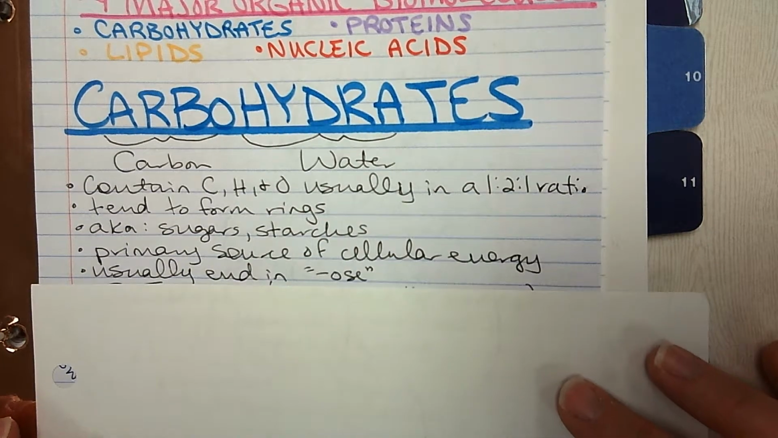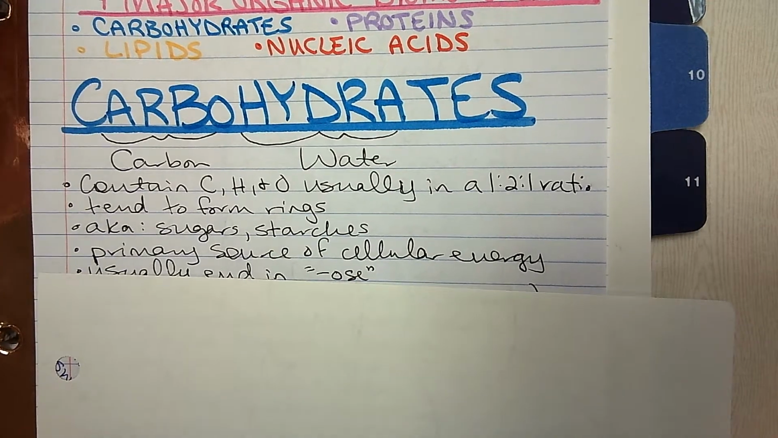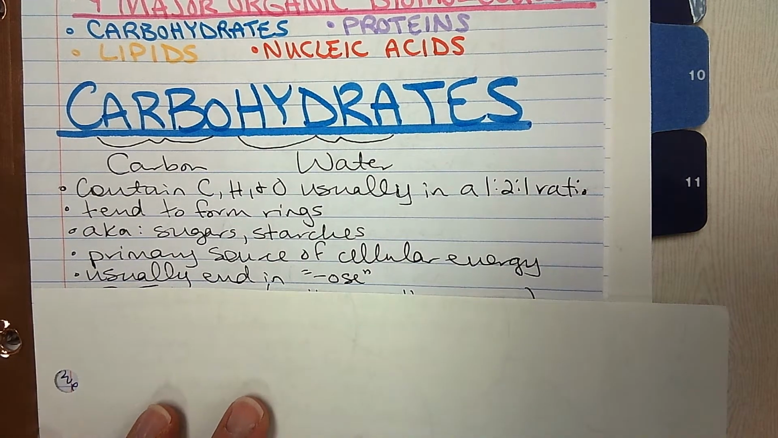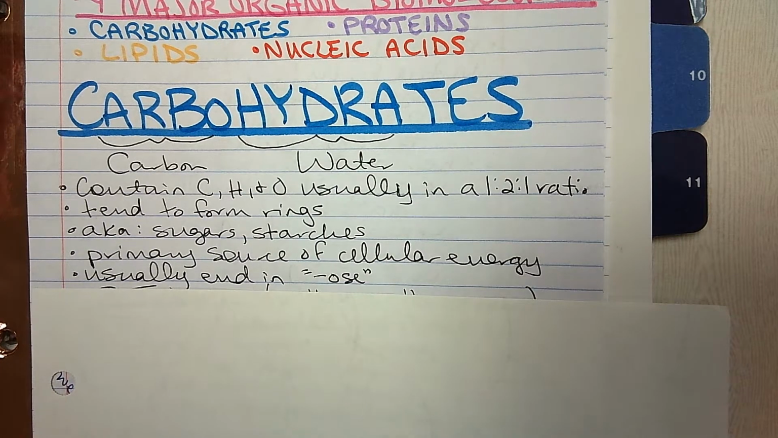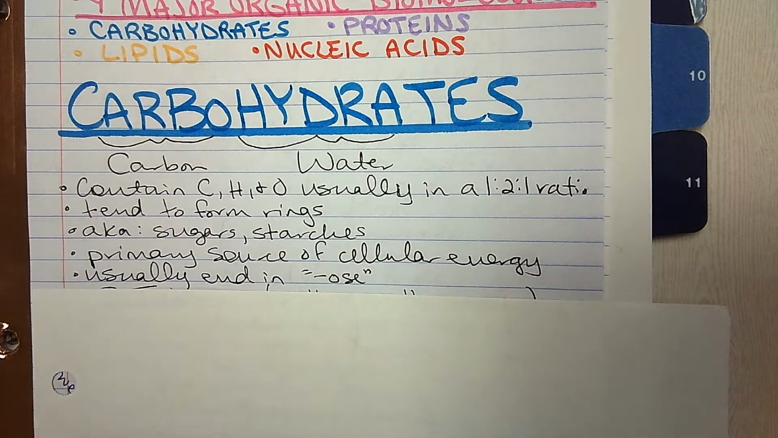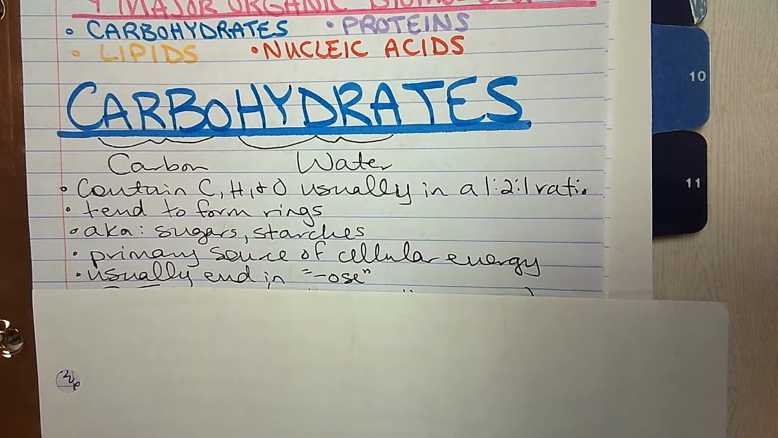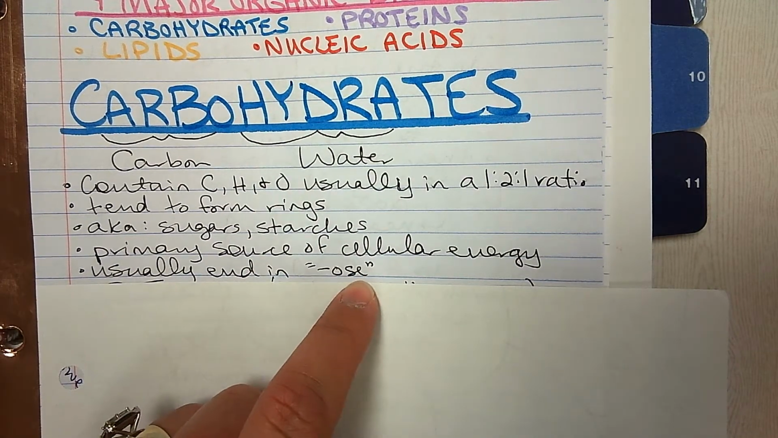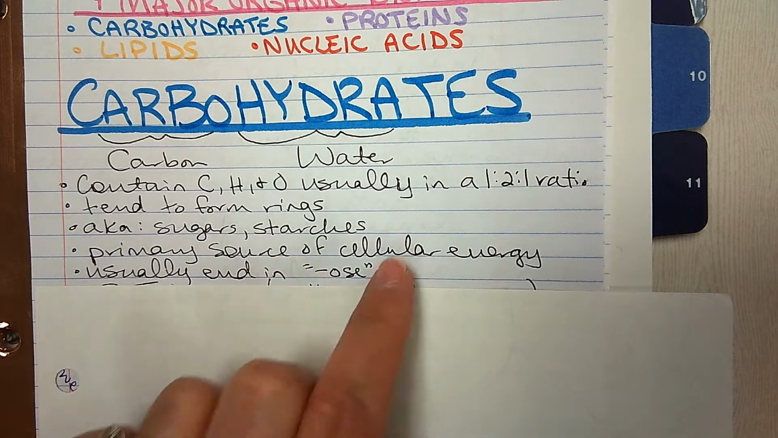Sugars, starches, things that end in -ose, these are going to be the molecules that are carbohydrates. We use these for cellular energy. If you'll remember from biology, we did cellular respiration, where we took glucose from photosynthesis and broke it down in the mitochondria and created ATP. So glucose is a carbohydrate, and we use that for cellular energy.